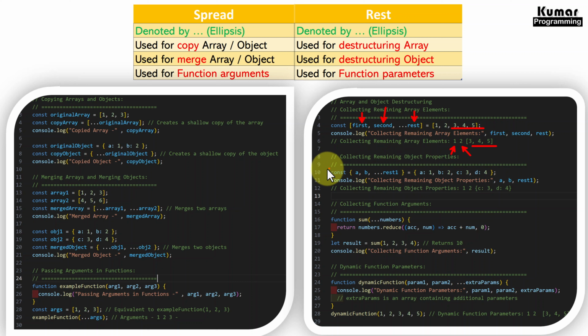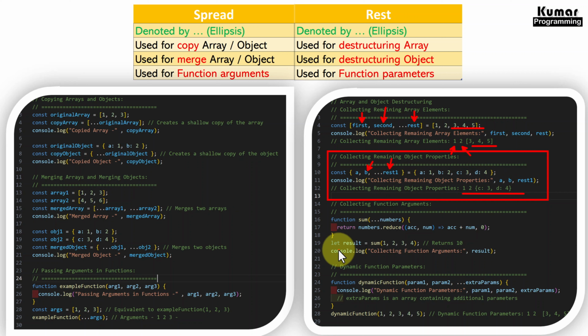Right, now similarly, here we are destructuring the object. For the A property, the value is going to be assigned to the A variable, and for the B property, the value is going to be assigned to the B variable, and the rest of all, C and D, is going to be assigned to the rest variable as an object. So the output for A is 1, for B is 2, and for the rest variable we have the rest object, C and D, with properties and values stored inside the rest variable.